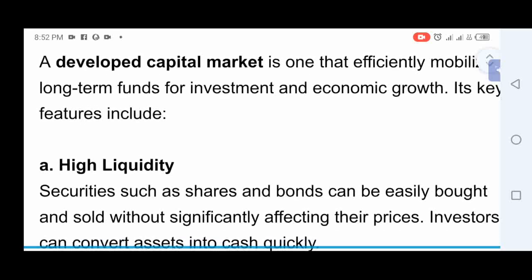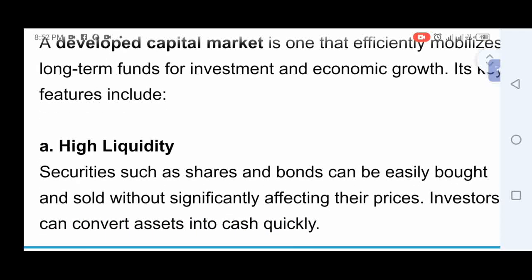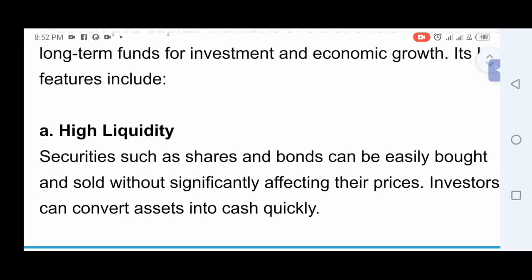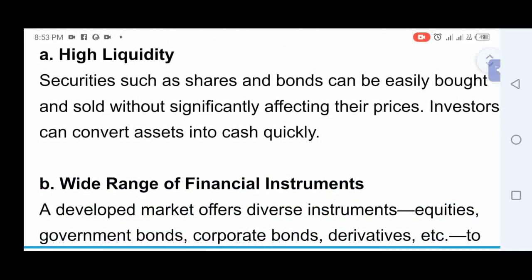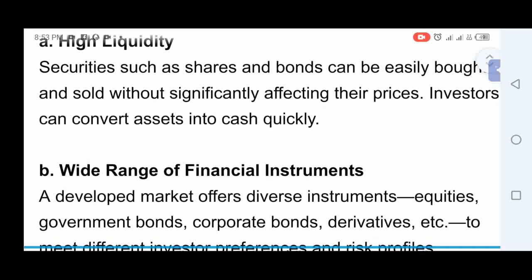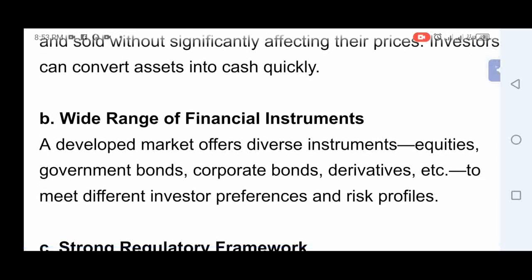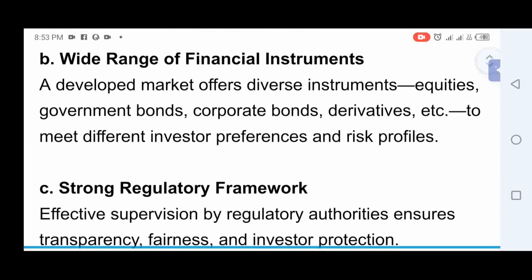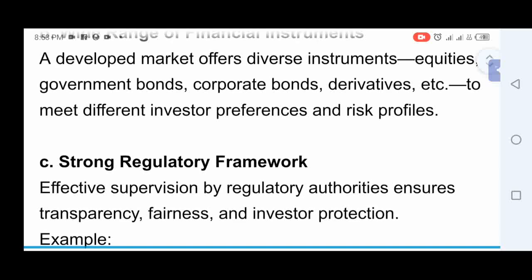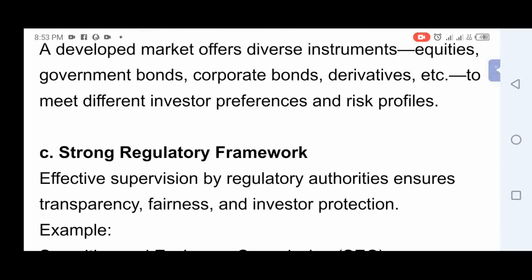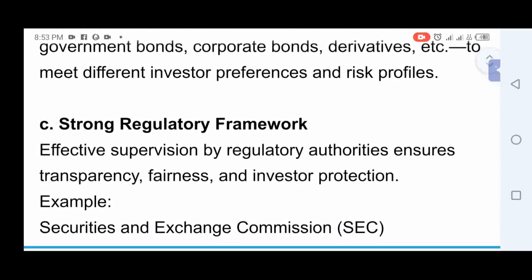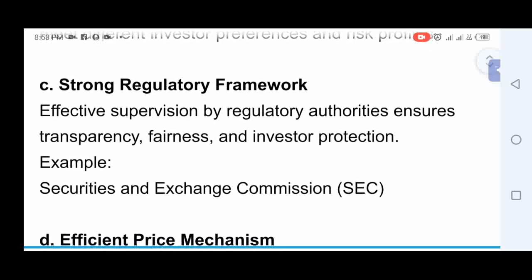High liquidity. Securities such as shares and bonds can be easily bought and sold without significantly affecting their prices. Investors can convert assets into cash quickly. B. Wide range of financial instruments. A developed market offers diverse instruments: equities, government bonds, corporate bonds, derivatives, etc., to meet different investor preferences and risk profiles. C. Strong regulatory framework. Effective supervision by regulatory authorities ensures transparency, fairness, and investor protection. Example: Securities and Exchange Commission, SEC.